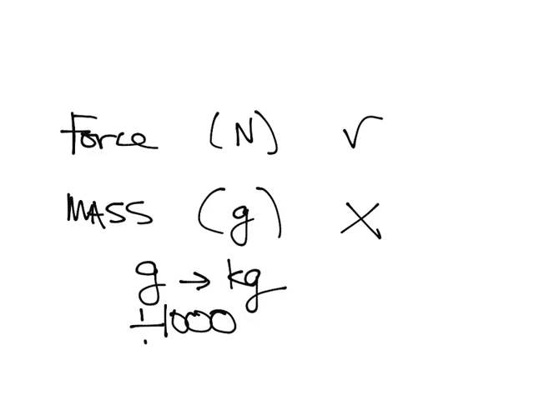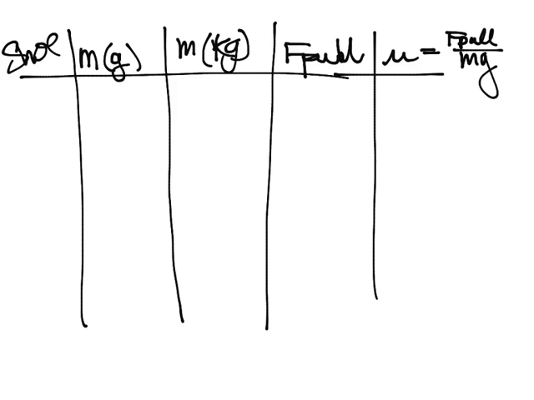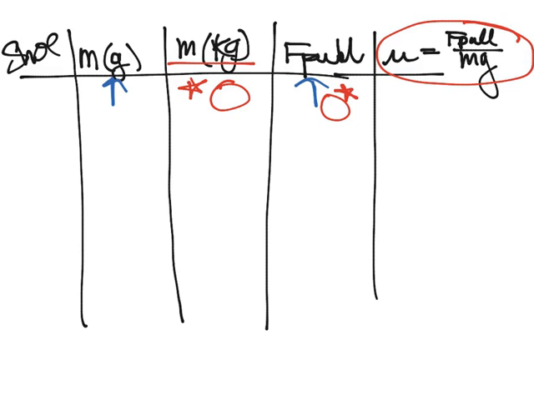If you were making a chart to fill in a table, it would look something like this. You'd have the things you measure, F pull, and the mass in grams. You'd have the things you can plug into your equation, F pull and mass in kilograms. Whatever numbers you get, you put them into this equation right here, and then you can calculate your mu's, your coefficients of friction.